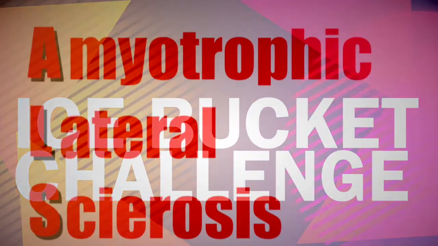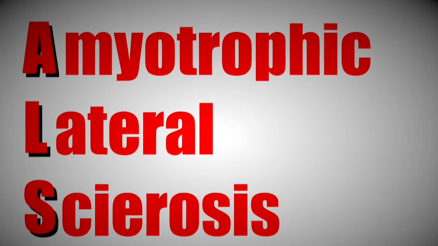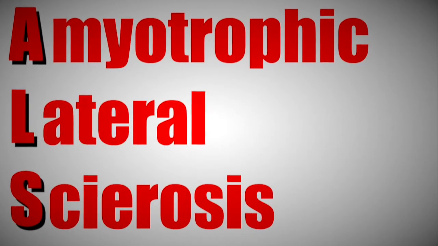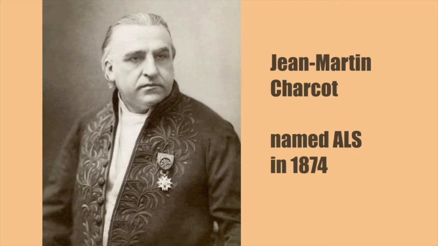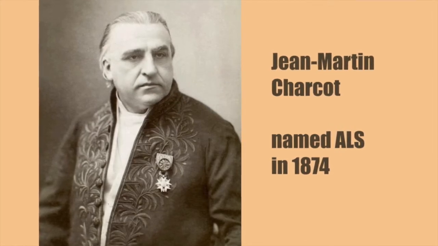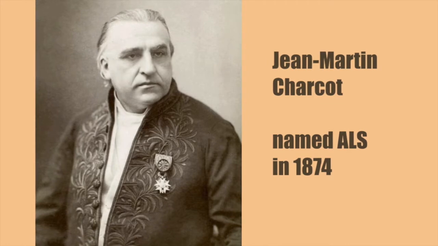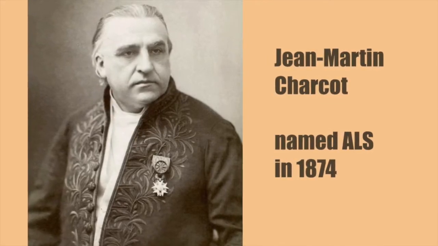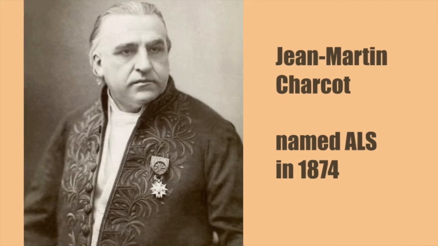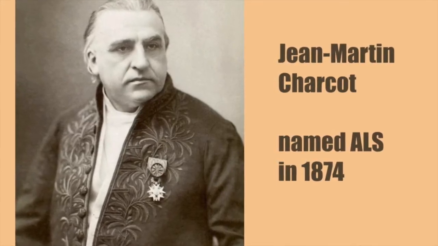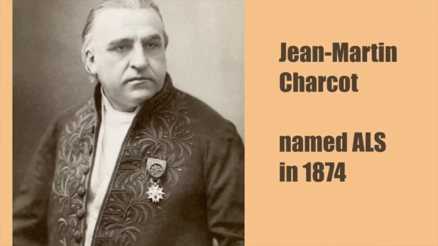So to start out with, ALS is actually amyotrophic lateral sclerosis, and I'm just going to give you a little information about that. The scientist who discovered ALS, his name was Jean-Martin Charcot. He actually discovered this by working on autopsies of patients who had died from ALS before they actually knew what it was. And what he observed was the fact that they had reduced or damaged nerve cells.